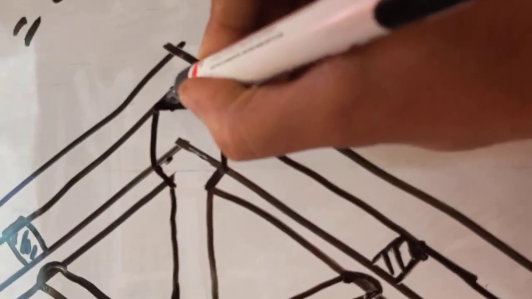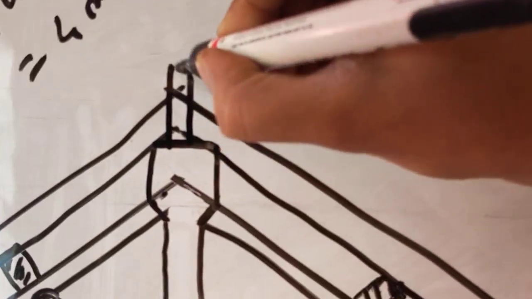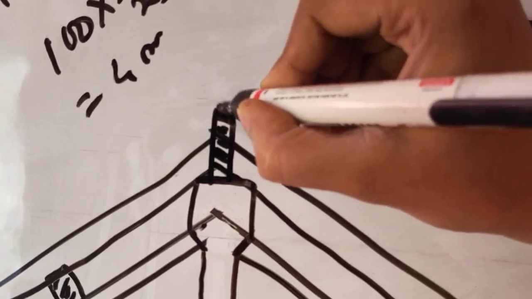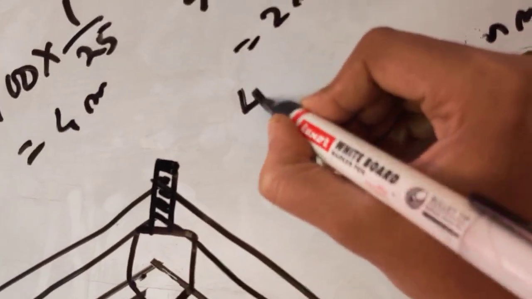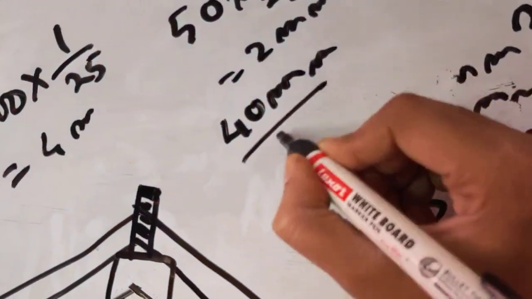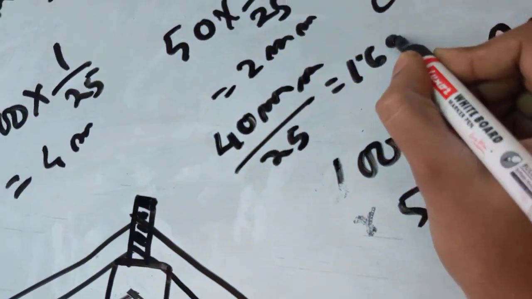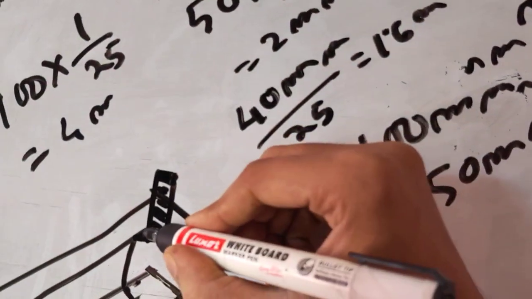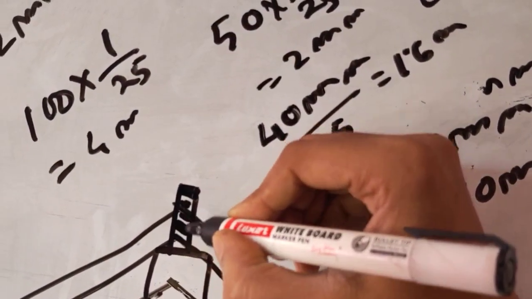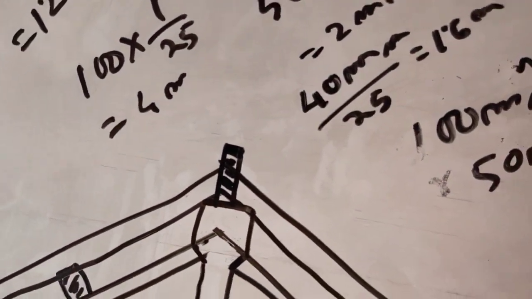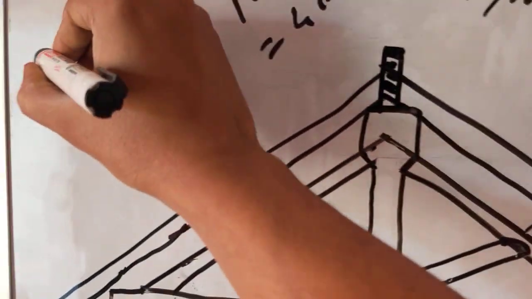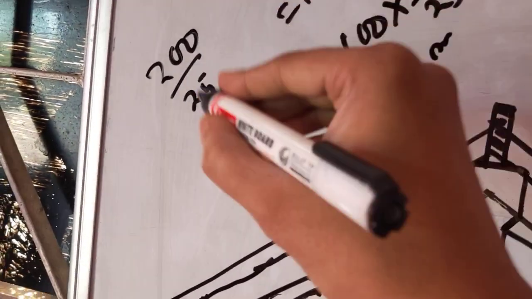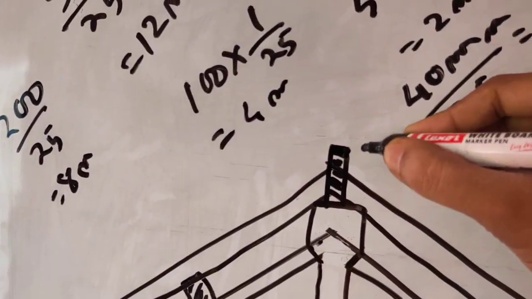Then you give this ridge board like this. The size of the ridge board is given in the drawing. This is I think 40 millimeter actual size. In the drawing it is given as 40 millimeter. So 40 millimeter divided by 25, I think it is going to be 1.6 millimeter. So you can give this approximately. If you find it difficult to give 1.6 millimeter, you can give approximately 2 millimeter. And this was, let me check, 200 millimeter. So 200 millimeter divided by 25, it will be 8 mm. So this is 8 mm.